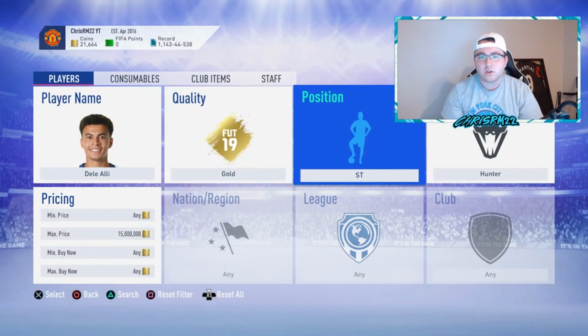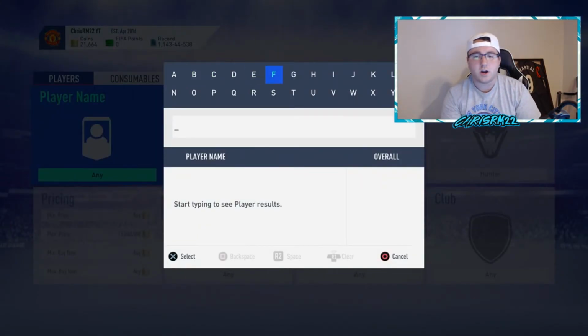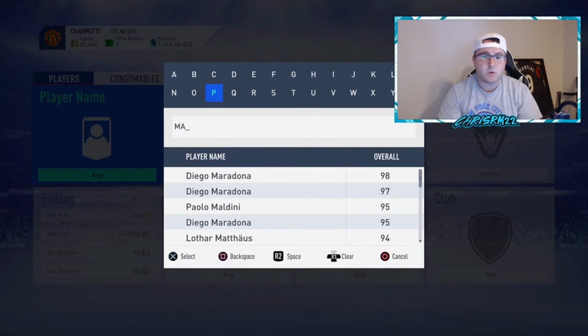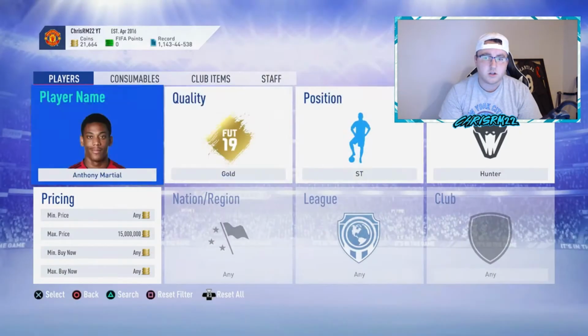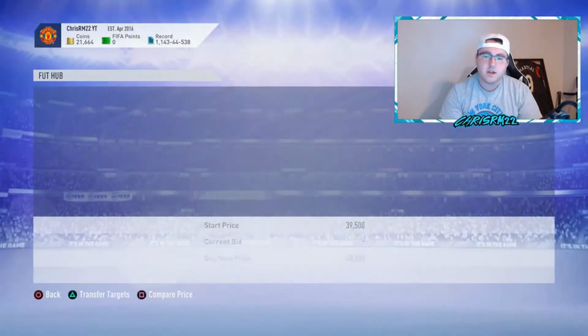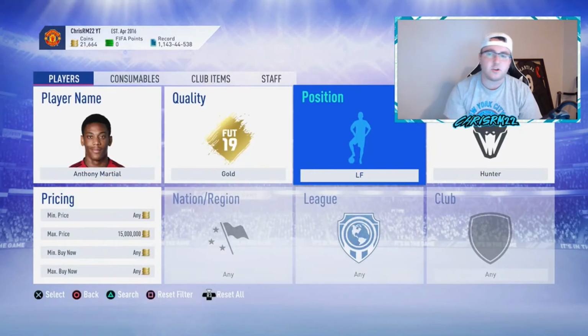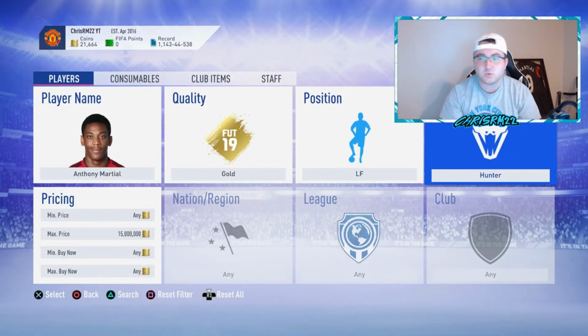To move on, if you don't want to do central players, you can do left-sided players or right-sided players. For example, a player that I did really well with this year was Anthony Martial. Again, you can look at left forward, left wing, left mid, and find different positions for them. Some undercuts there with a certain chem style as well.